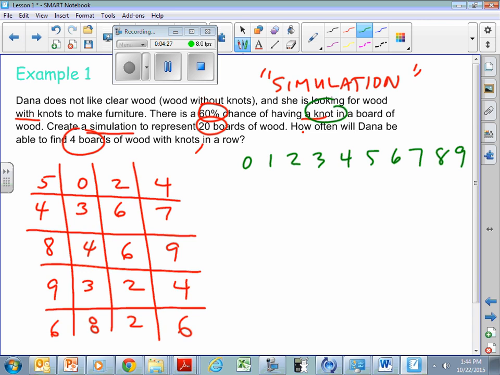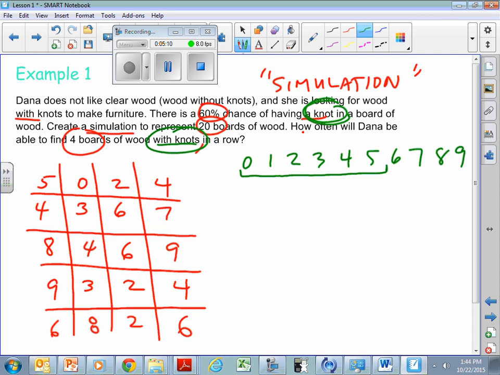What does she want? She wants no knots or knots? Create a simulation that represents 20 boards. How often will Donna be able to find 4 boards of wood with knots? 60% chance of having a knot. Out of 10, 60% is how many? If I had 10 items, how much is 60%? 6. So what you do, you count off: 1, 2, 3, 4, 5, 6. That's 60% of the simulation, and 40% is left over.